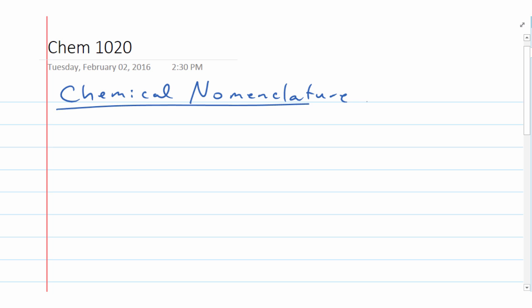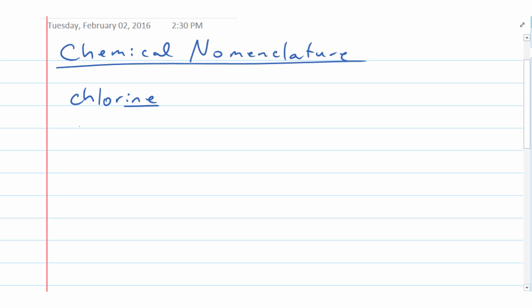When it comes to chemistry, it's very often the suffix that will give us some information about the composition. So if we were to compare these, we have chlorine, chloride, chlorite, and chlorate. And if we look at these names, each of these names differ from each other by one letter.